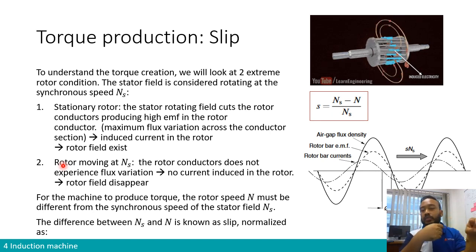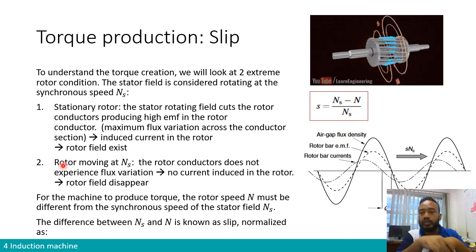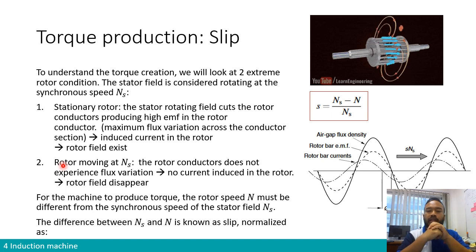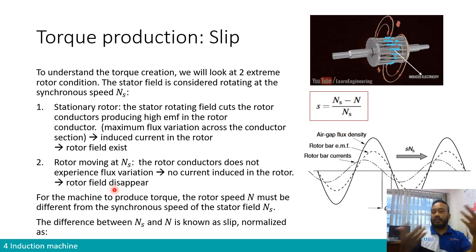flux that is cutting through the conductor. Then there is no dphi over dt. Dphi over dt equals 0, so back EMF equals 0. Then there will be no current induced in the rotor. So the field of the rotor will disappear.